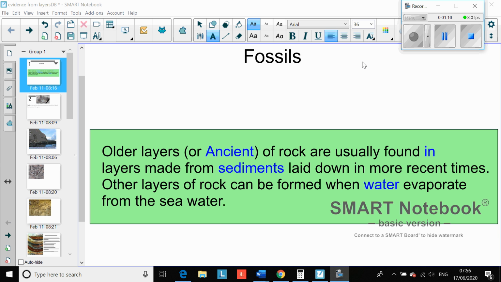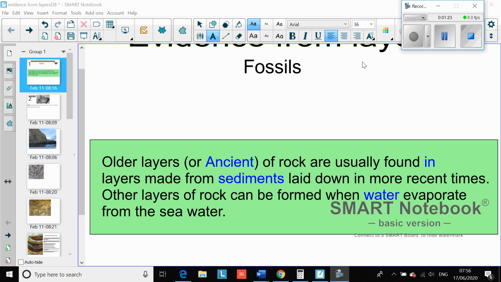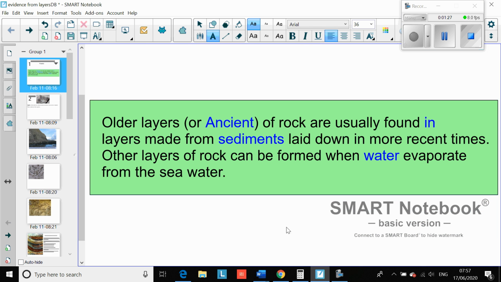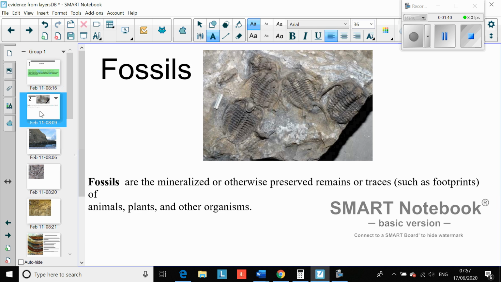Okay, so if you were paying attention last lesson about how we get sedimentary rocks, you'll know they form in layers, or they can be formed when water evaporates from the seawater. So if you didn't get these, you can quickly copy these down in just a moment. Now, one of the things that we find pretty much only in sedimentary rocks, but very occasionally in metamorphic, is fossils. Now, this is a bit annoying because I've actually got a really good fossil collection at school. However, hopefully you'll get a chance to see this at the beginning of next year.